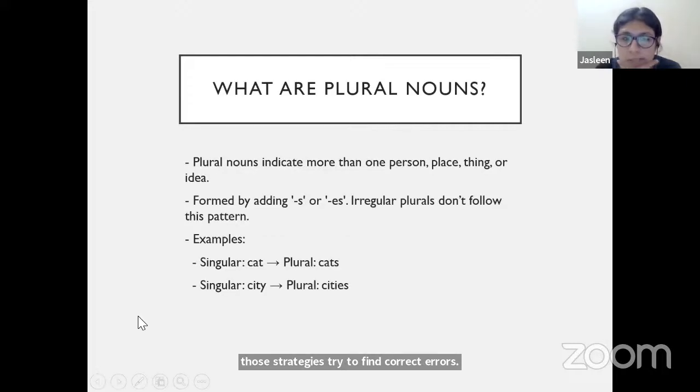What are plural nouns? As I have already told you, plural nouns indicate more than one person, place, thing, or idea. Here they have given only two examples, adding S or ES, but there are many more things that you can add, and in some cases, the word becomes completely different. Okay.